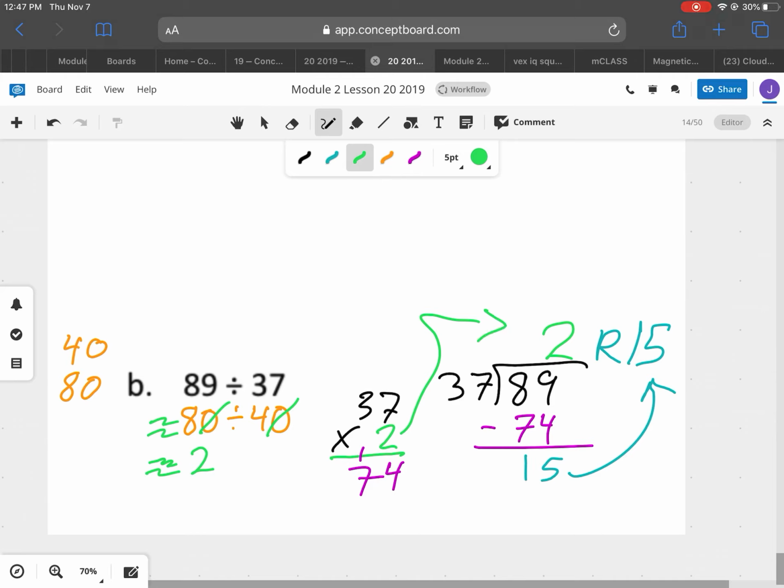All right, so here's our quotient, which came from our estimation, and then we got this, and we use that for that. Okay, so just be careful. Sometimes our estimation will be a little too high or a little too low. Do your best. May the force be with you.